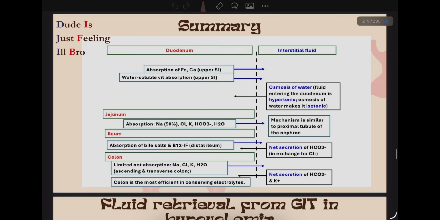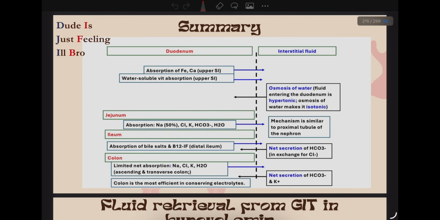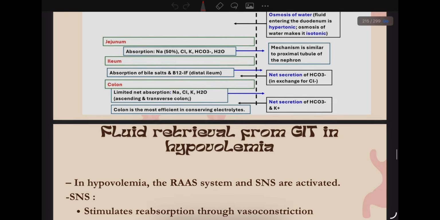Okay. This is a summary of what's absorbed and what's secreted. I cannot say much. Most of it you already know. What you don't know yet is maybe that calcium and iron are absorbed in the duodenum. I just want to give you this mnemonic you can remember: Dude is just feeling ill, bro. This is for iron, folate, and B12, to remember where each of them is being absorbed. So dude is duodenum, iron; just feeling, jejunum, folate; ill, bro, ileum, B12. Just to remember that in the ileum, B12, and in the duodenum, iron. Folate is not here, but I thought it would be helpful.